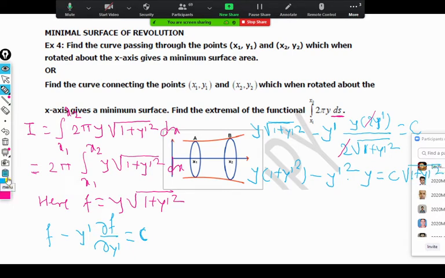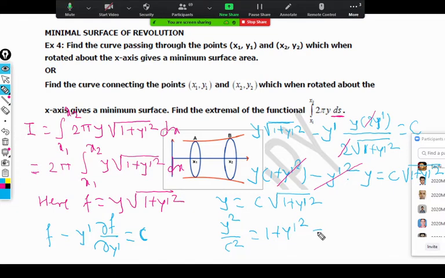So again, one thing happens here: this y dash square minus y dash square gets cancelled, and we're left with y is equal to c into root of 1 plus y dash square. Remember, our aim is to find y equal to f(x). So we have to remove that y dash and find y as a function of x. So we can square both sides so that we can find the equation for y dash. So y square by c square is equal to 1 plus y dash square.